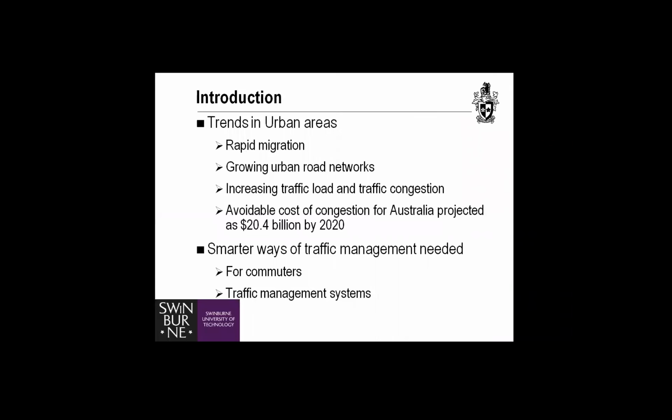These days the trend is that people migrate from rural areas towards urban areas, and as a result, this increases the traffic load on urban road networks. As a result, the road network keeps on growing in size. The traffic congestion is also increasing. According to a study, the avoidable cost of congestion in Australia is projected as $20.4 billion by 2020.